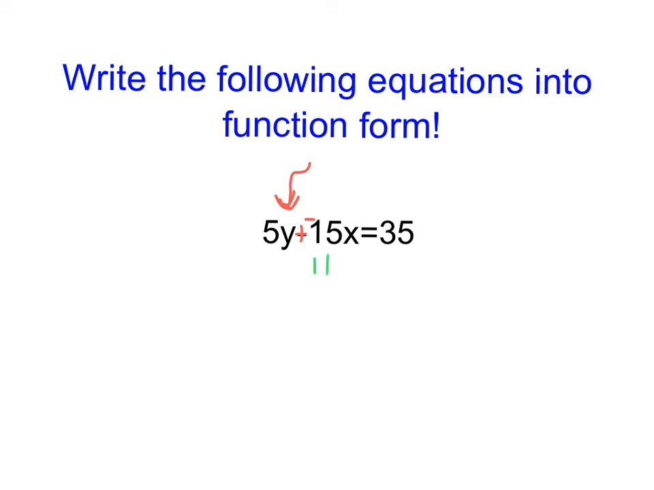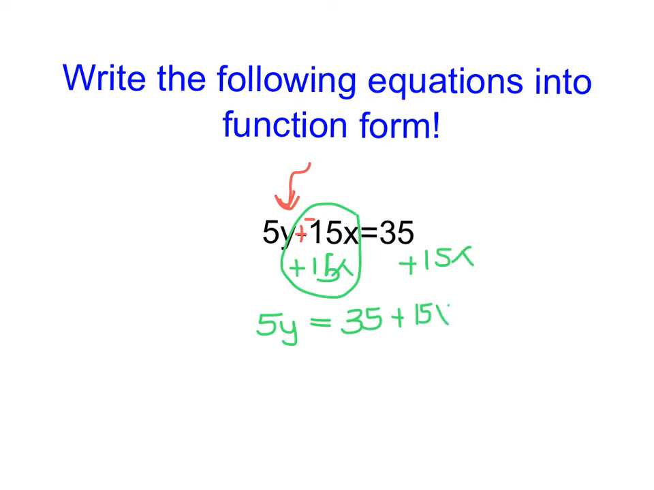So we're going to start by adding 15x to each side. So by adding 15x to each side, my goal is to undo that negative 15x, which I do because negative 15x plus 15x is equal to 0. So we now have 5y is equal to 35 plus 15x.